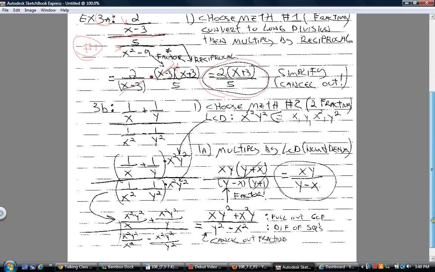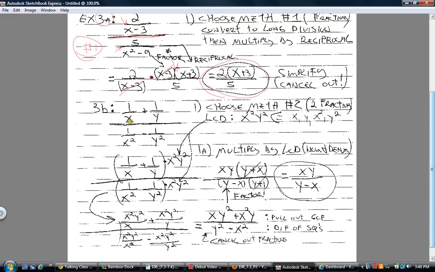And now we look at example 3b, and what are we dealing with here? Okay, so you guys help me. Notice I'm counting what? Fraction bars. How many do I see? 2. What method should I use? Method number 2, which is what? Multiply by the LCD, and you want to clear out the fractions up in the top half and bottom half.